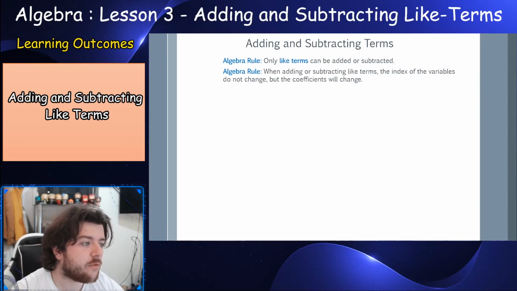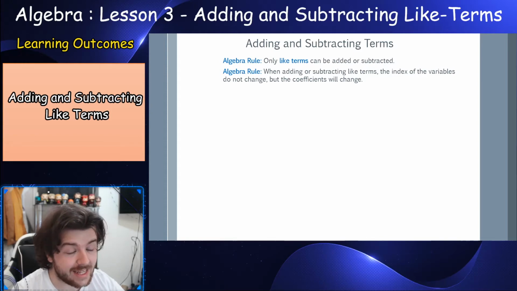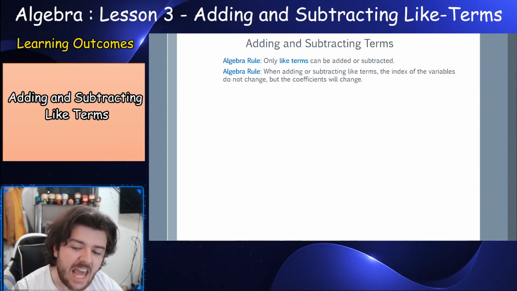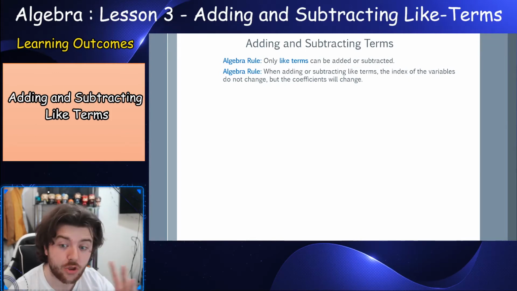So the algebra rule: when adding and subtracting like terms, the index, or as we know, the indices, or the power of a variable does not change, but the coefficients will change. So when I'm adding 2 algebraic terms together, it's just going to be the coefficient that's changing, nothing else. It's only going to be the number in front of the variable that is changing.